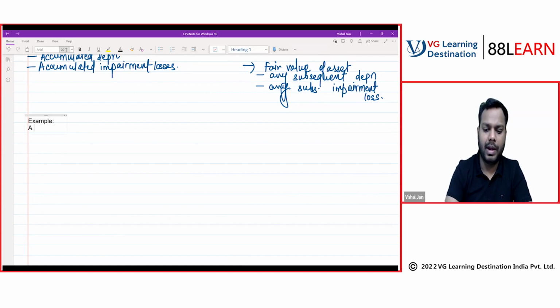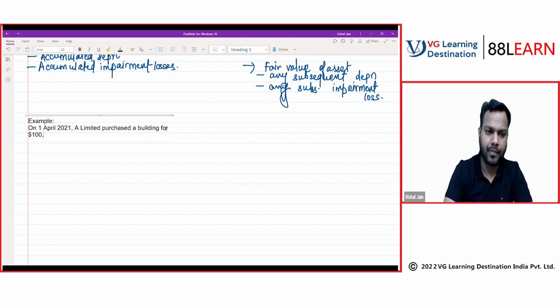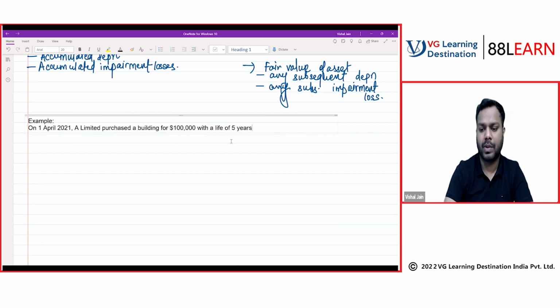Example. A Limited purchased a building on 1 April 2021 for $100,000, with a life of 5 years.